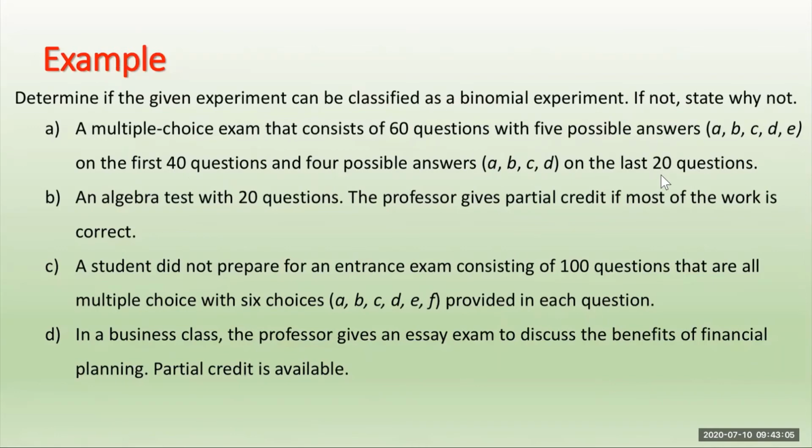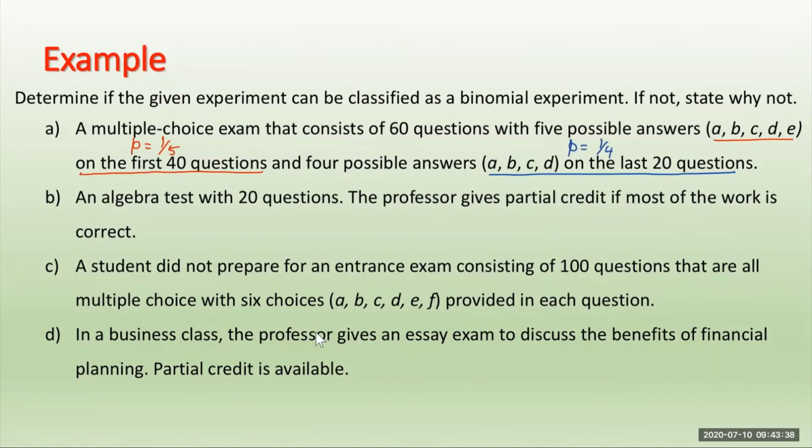For the first 40 questions, you have the options A, B, C, D, E. So the probability that you'll get it correct is 1 out of 5. Out of A, B, C, D, E, one answer is correct. And for the other 20 questions, the options are A, B, C, D only. So the correct answer will be 1 out of 4. So here the probability is 1 out of 4.